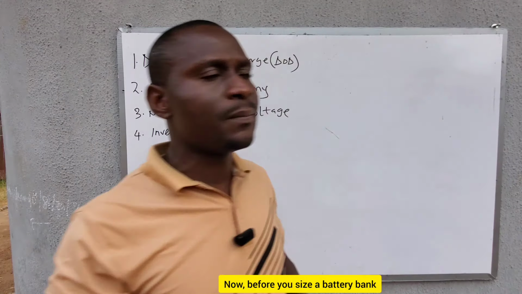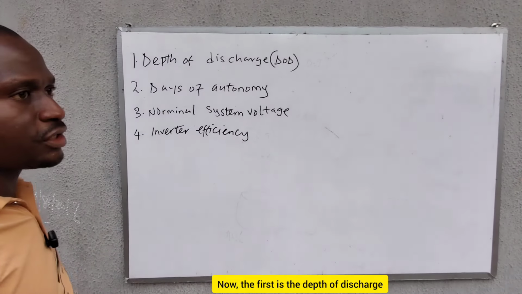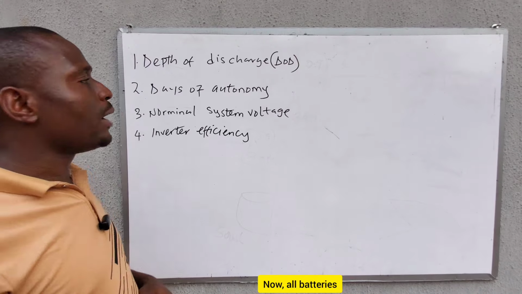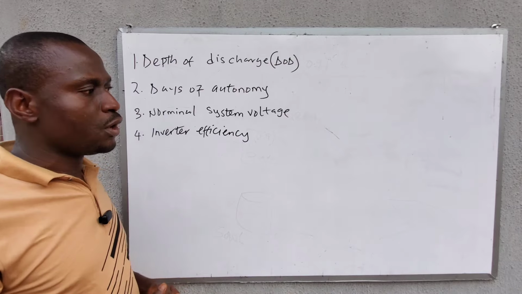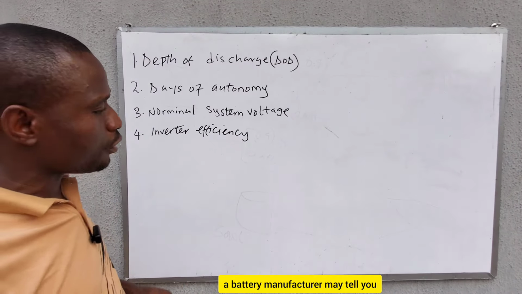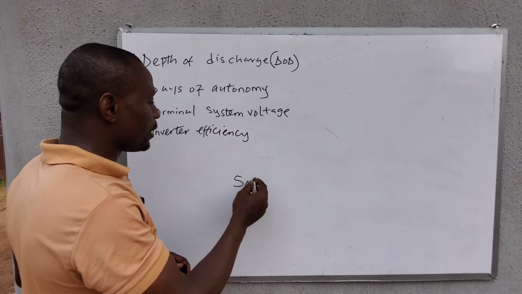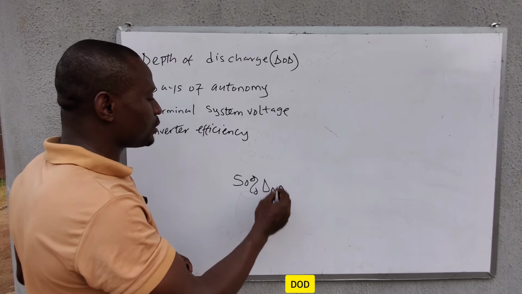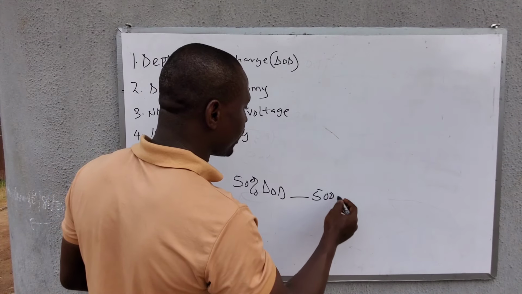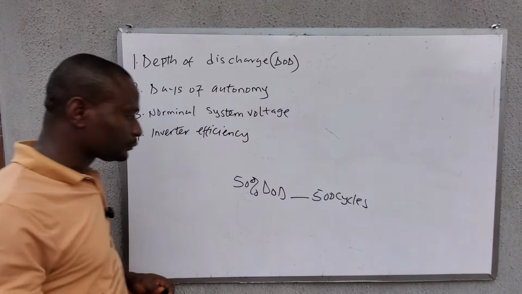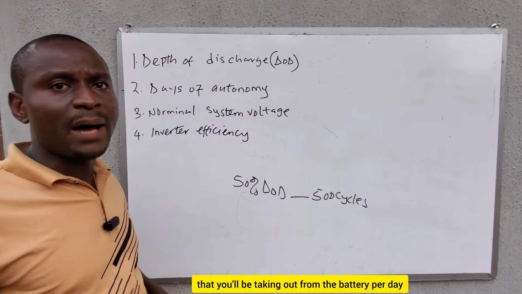Before you size a battery bank, there are a few things you need to take into consideration. The first is the depth of discharge, that is the DOD. All batteries have what is called depth of discharge and number of cycles. A battery manufacturer may tell you that if you discharge their battery at 50% DOD, the battery will give you maybe 500 cycles. So the DOD is the amount of energy that you'll be taking out from the battery per day.